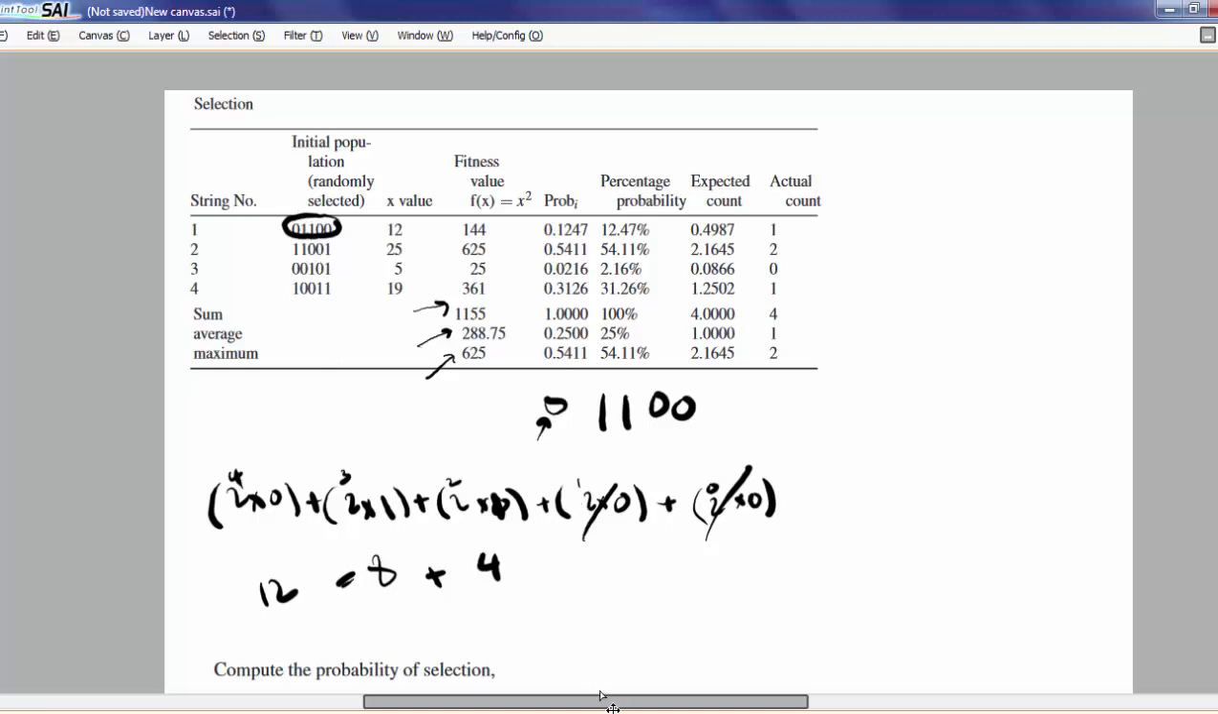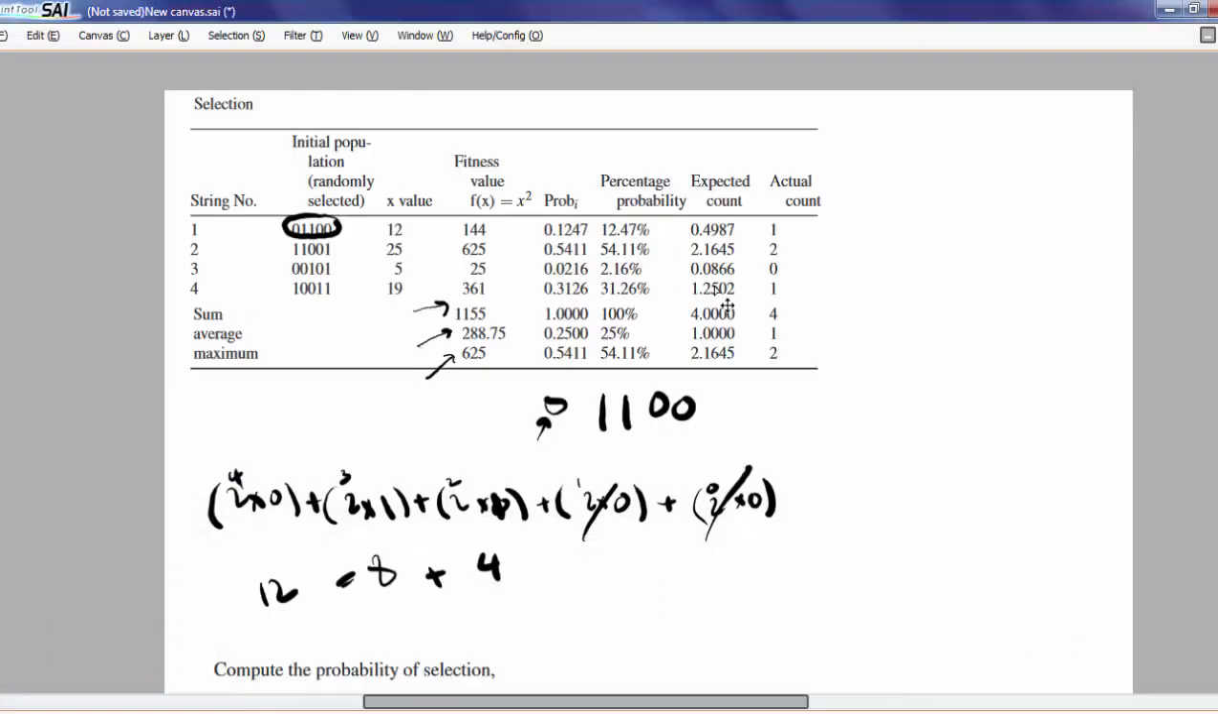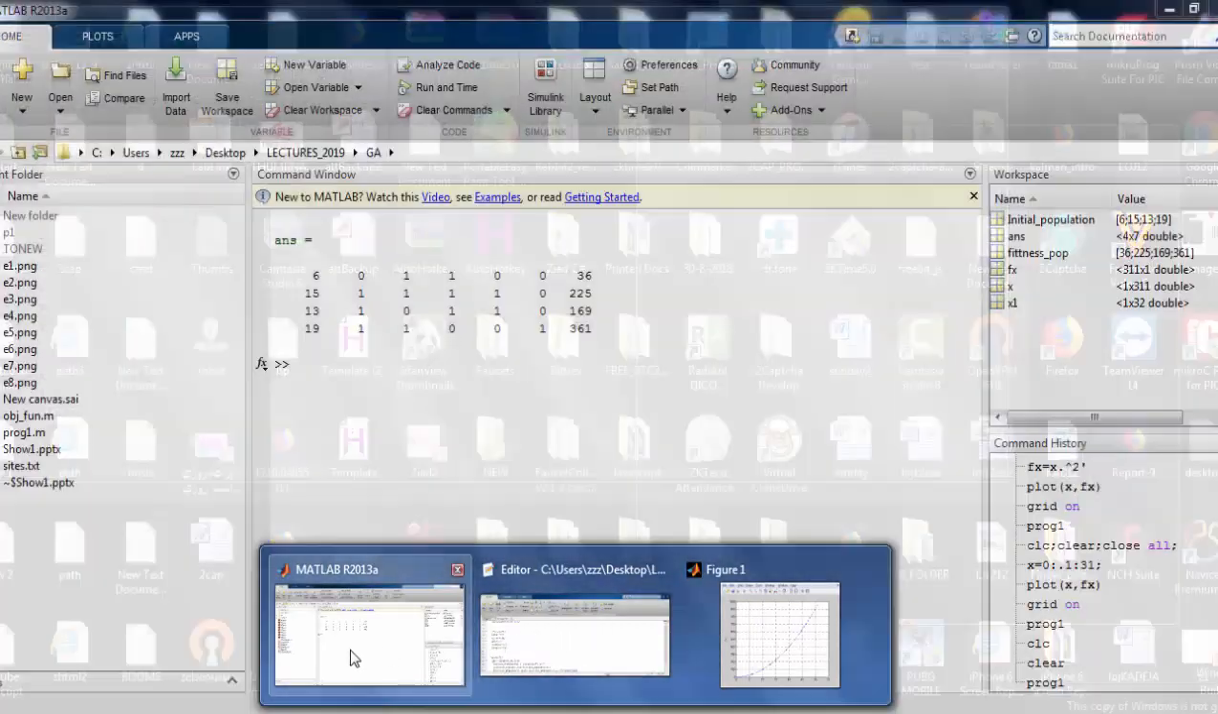Let me show you a little about my Matlab code here. I'll leave it for the next video, and we will discuss the Matlab code step by step in the next video. Okay, so just let me go through it quickly.